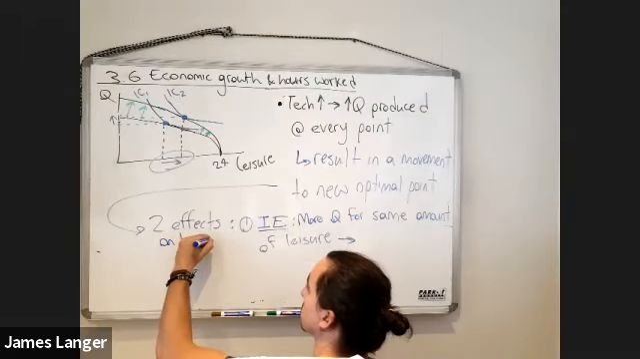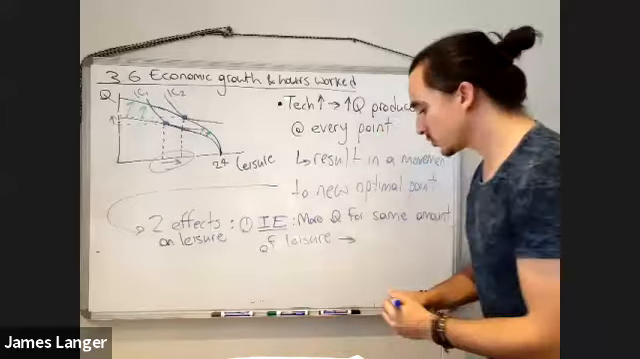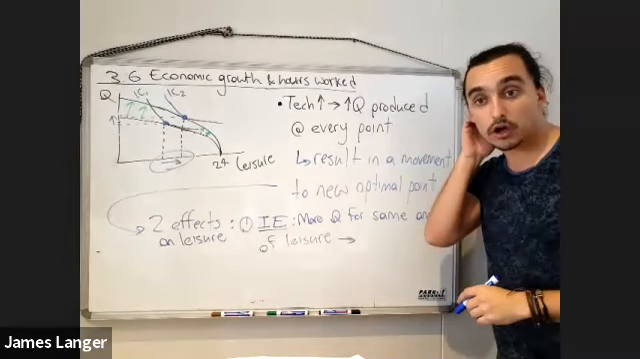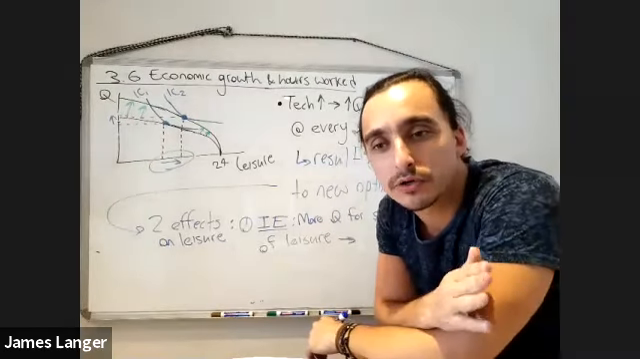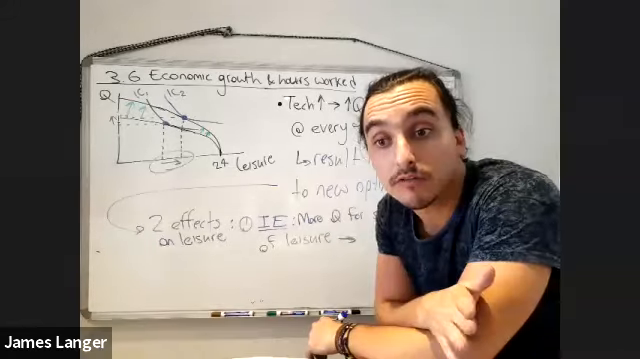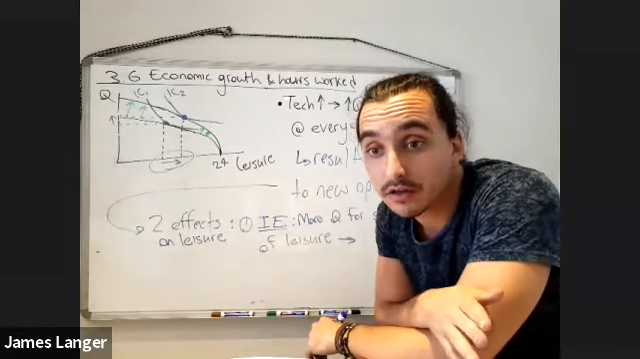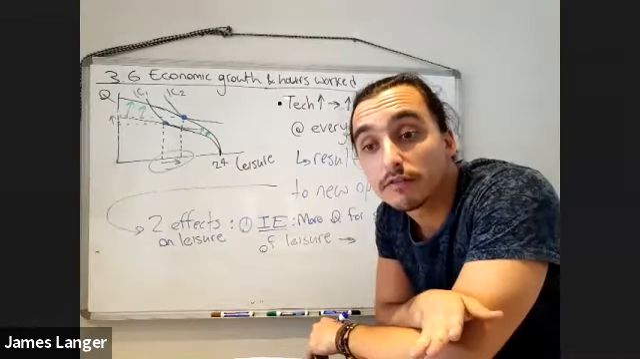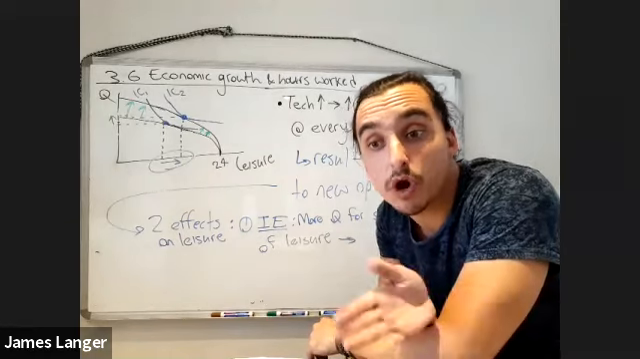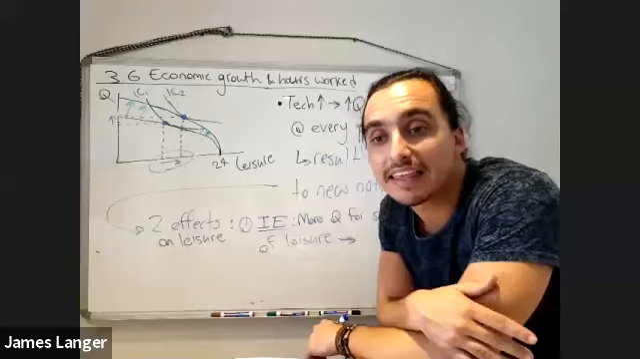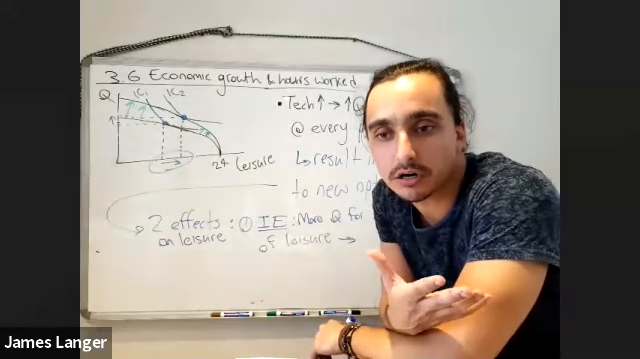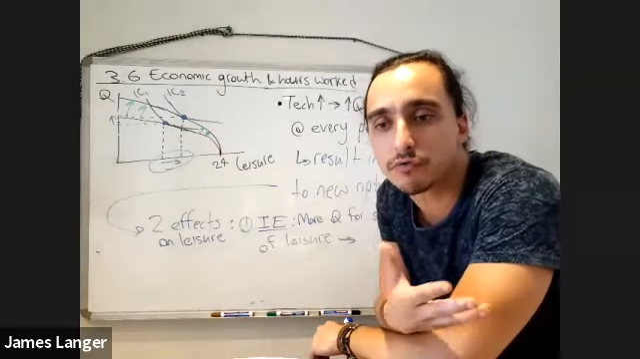Right? Two effects on leisure. The first one is what we call the income effect. The income effect says you're able to produce more output for every level of leisure. If you decide to chill for 10 hours a day and work for the rest of the hours, you're going to get more than you did before. So the income effect is essentially saying you're richer. There's been an improvement and you're richer.